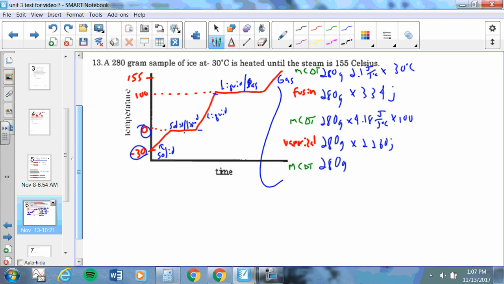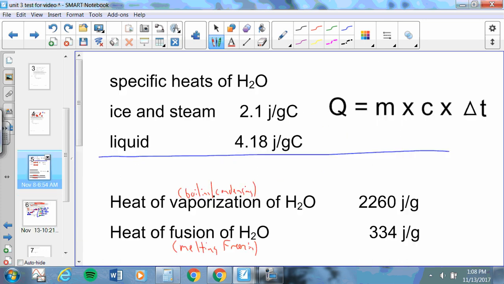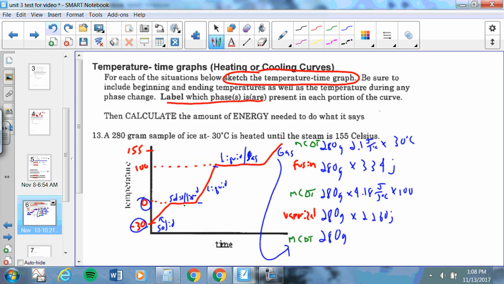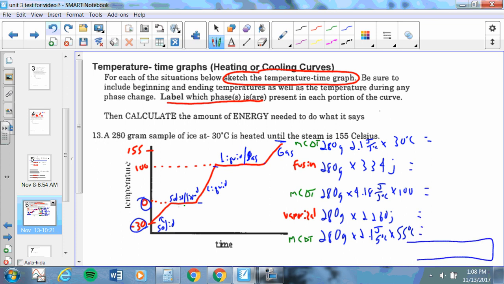Finally, the last part, we're dealing with a gas that's heating up. Specific heat for that gas, which is C, will be steam, 2.1 joules per gram degree Celsius. And the change in temp for that gas is going to be from 100 all the way up to 155. I would multiply all these numbers out. You don't need to watch me do that. I would add them all up. And if you did that right, you will get that one correct. Next.